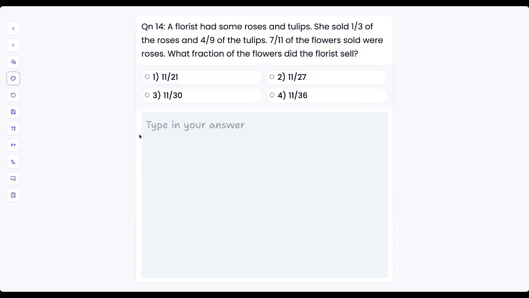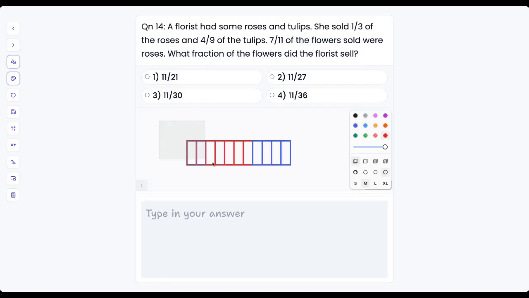Question 14. A florist had some roses and tulips. She sold one third of the roses and 4/9 of the tulips. 7/11 of the flowers sold were roses. What fraction of the flowers did the florist sell?